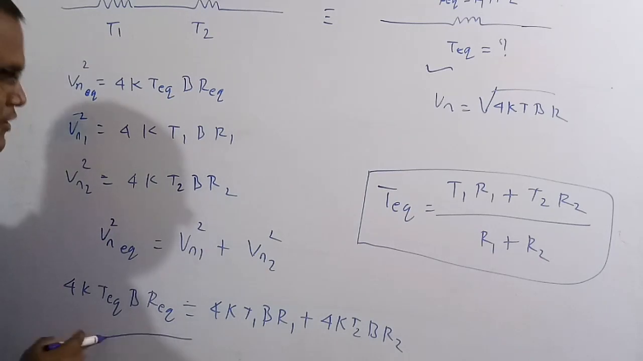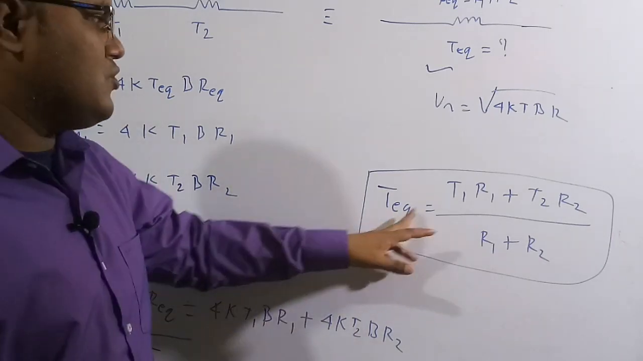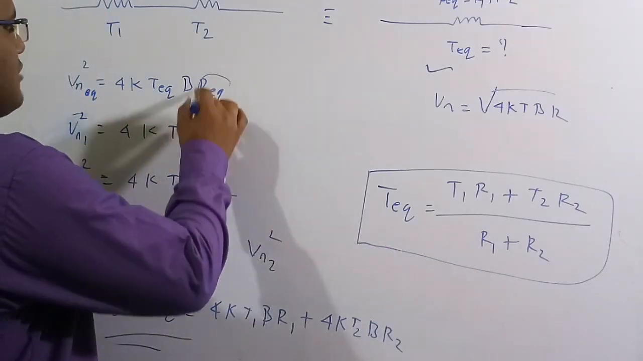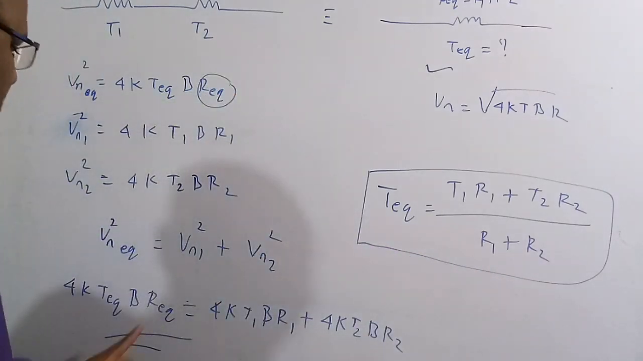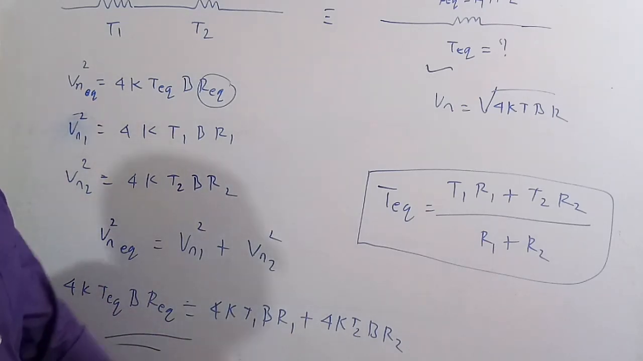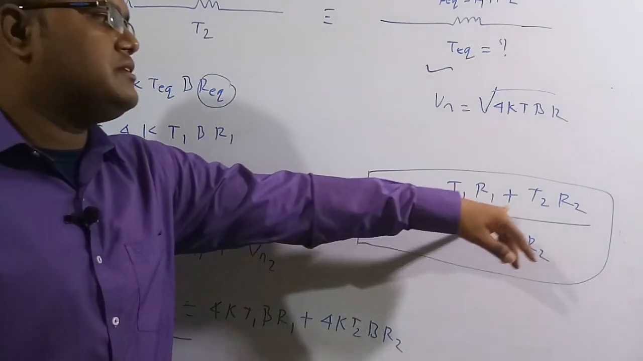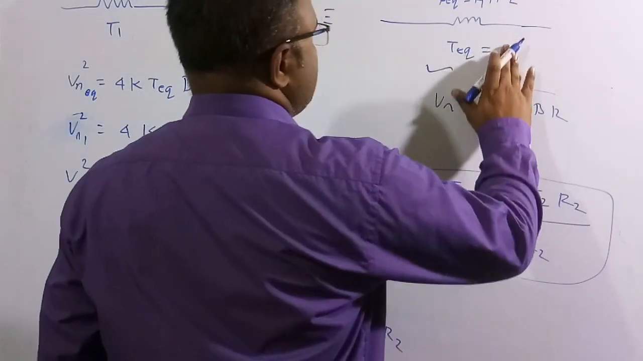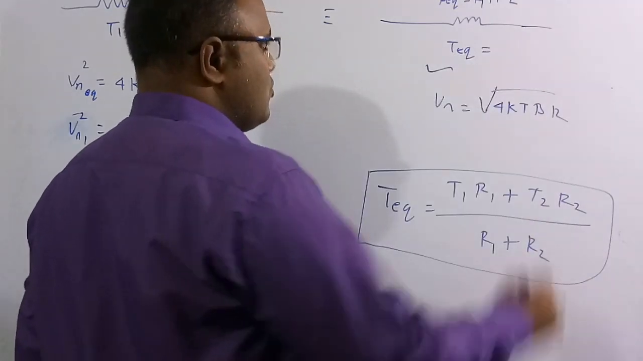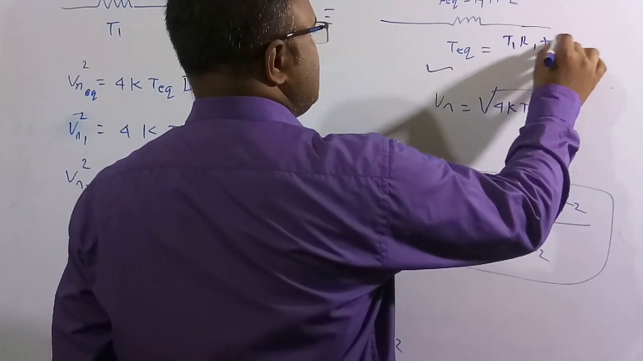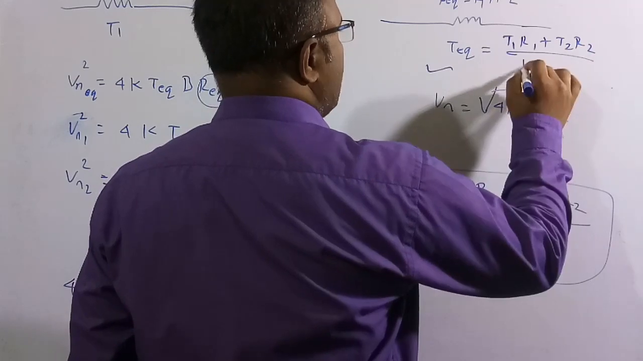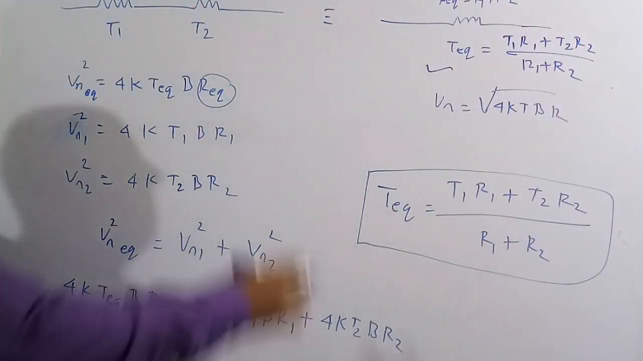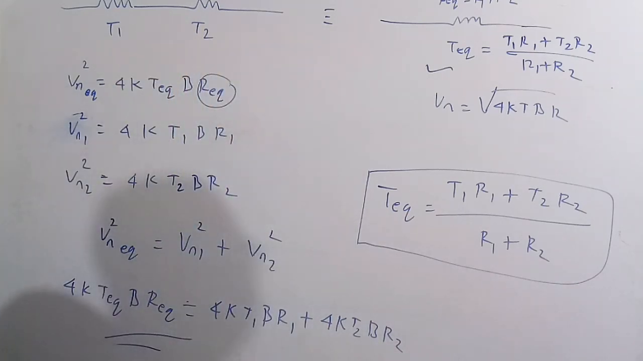If you solve this, we finally get T equivalent is equal to (T1 R1 plus T2 R2) by (R1 plus R2), because R equivalent is equal to R1 plus R2. So in place of R equivalent, I substitute R1 plus R2. We can conclude that the equivalent temperature of the series combination of these two resistors is (T1 R1 plus T2 R2) by (R1 plus R2). This much temperature rise occurs whenever we connect these two resistors of individual temperatures T1 and T2.